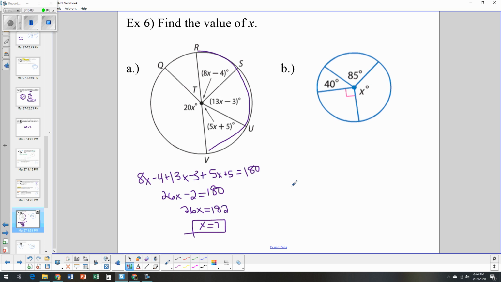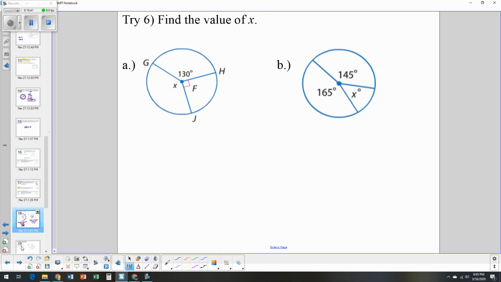For the next problem, it's a little simpler. I just have to make sure I count this part as R90. And I have all four pieces should add up then to 360. So we have x plus 90 plus 40 plus 85 equals 360. So when I combine my like terms, I get x plus 215 equals 360. And now I subtract the 215, and I get x is 145.